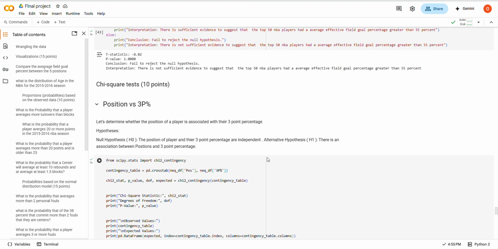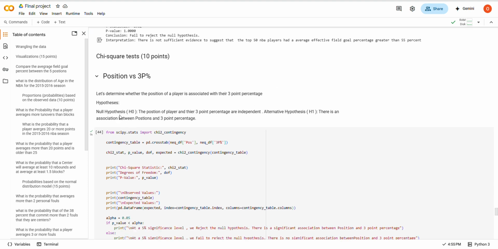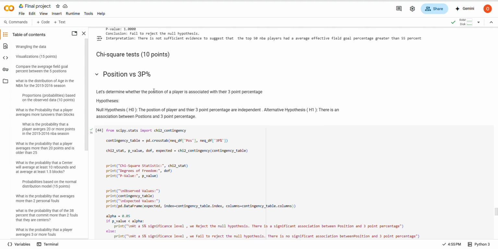And then for the last section of this notebook, the chi-square tests, for ours, we decided to determine whether the position of a player is associated with their three-point percentage. And I thought this would be a fun question because I remember watching basketball around this time. There was a lot of debate about the three-point shot because of the Warriors and how effective it was, and how you couldn't win with just shooting threes. So I thought this was a nice question to ask.